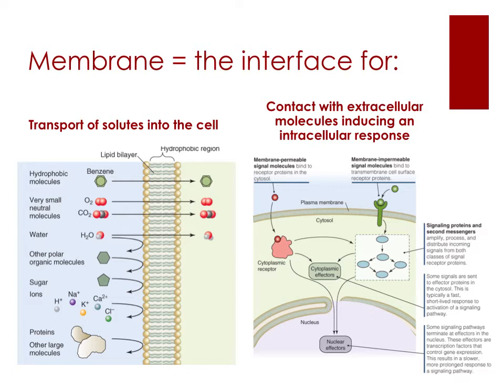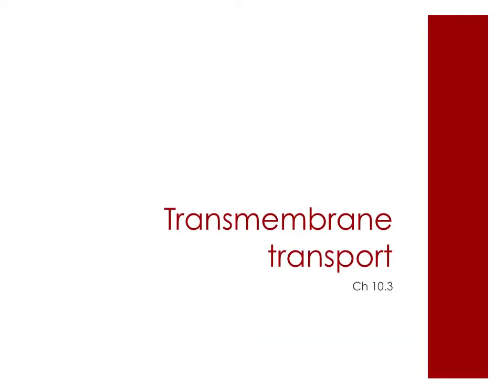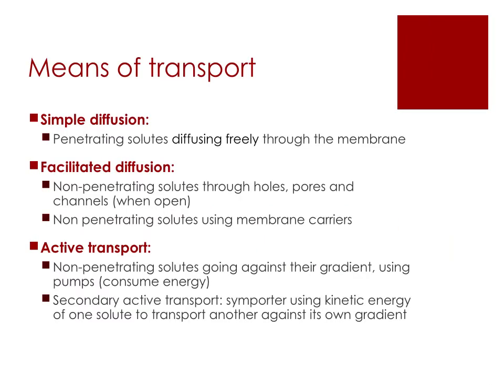So now let's have a look at the transmembrane transport. It corresponds to chapter 10.3 in your book. There are three means of transport that we can identify. First of all, simple diffusion, then facilitated diffusion, and then active transport. Simple diffusion, in fact, is what characterizes the diffusion of solutes that can move freely through the membrane. They don't need transporters.